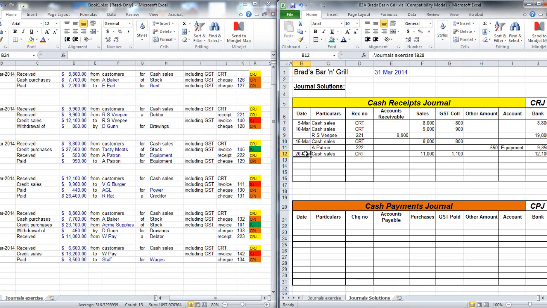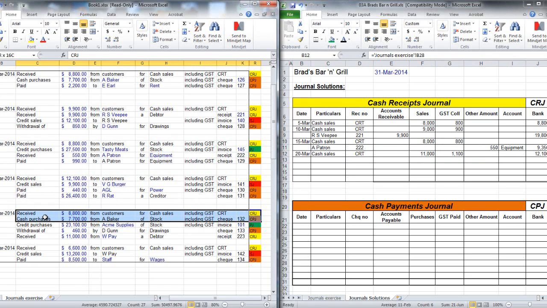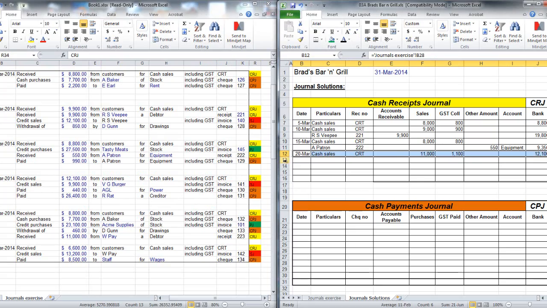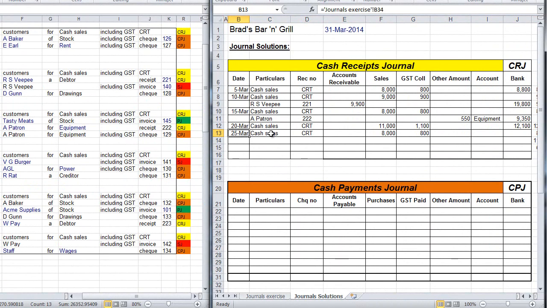So we've got cash sales. Again, 20th of March. Balance. You can see the yellow line there. That was done. Then we go to the next one, which we received some more money. Same principle again. So the date, the type of transaction is CRT.